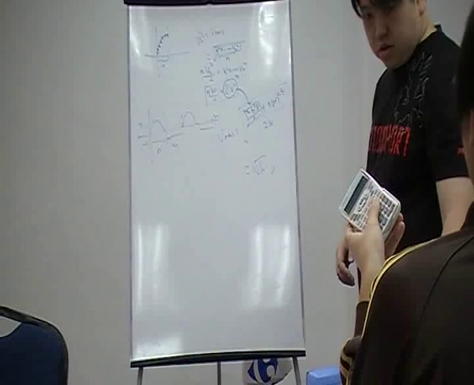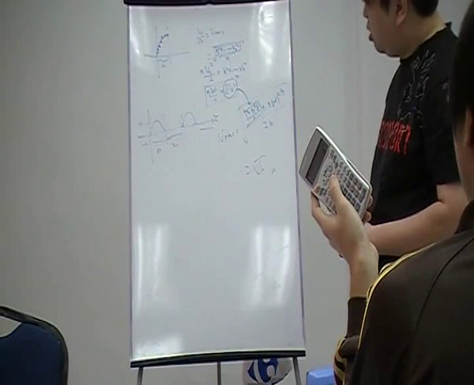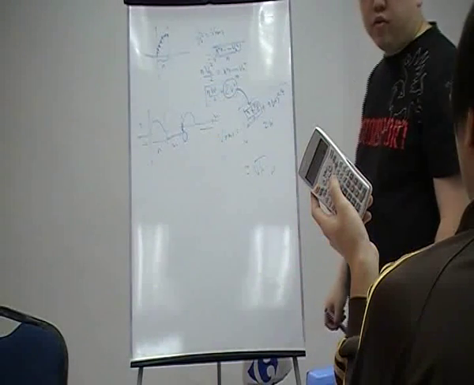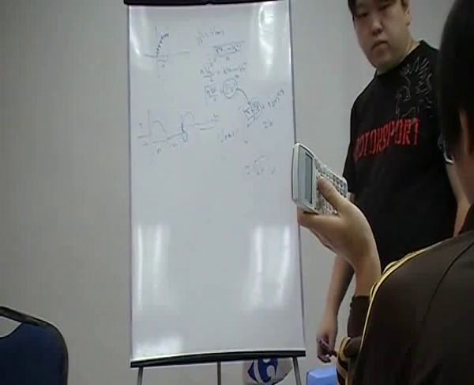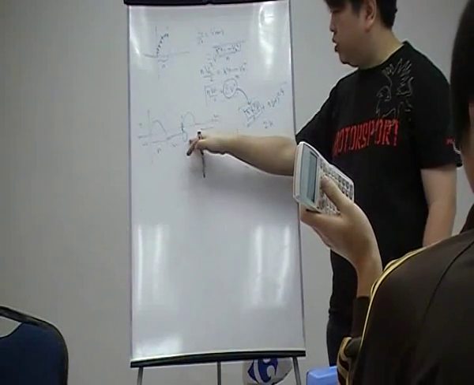What's the period for each curve? The period depends on the value that they give you. It will not affect the root mean square value, longer or shorter. If this is 1 second, 2 seconds, that means this is 1 cycle, 2 seconds, then the period is 1 second.